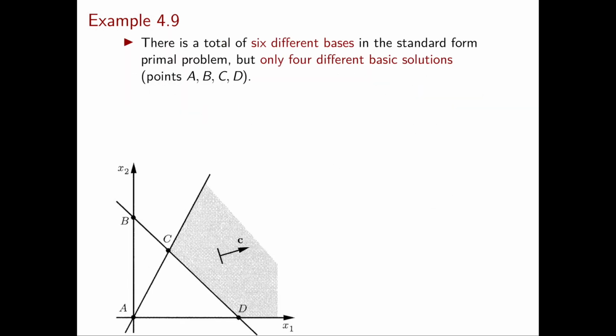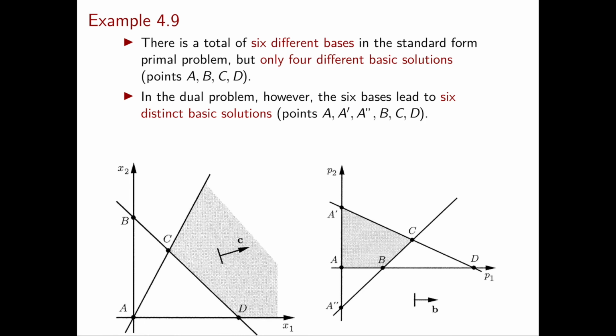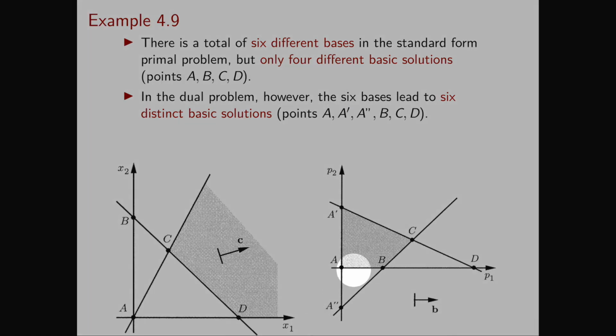Now you can check that we have a total number of 6 different bases in our original standard form problem. However, these 6 different bases lead to only 4 distinct basic solutions in the primal, and these are our points A, B, C, and D. However, in the dual, the 6 bases lead to 6 distinct basic solutions. These are A prime, A double prime, B, C, and D.